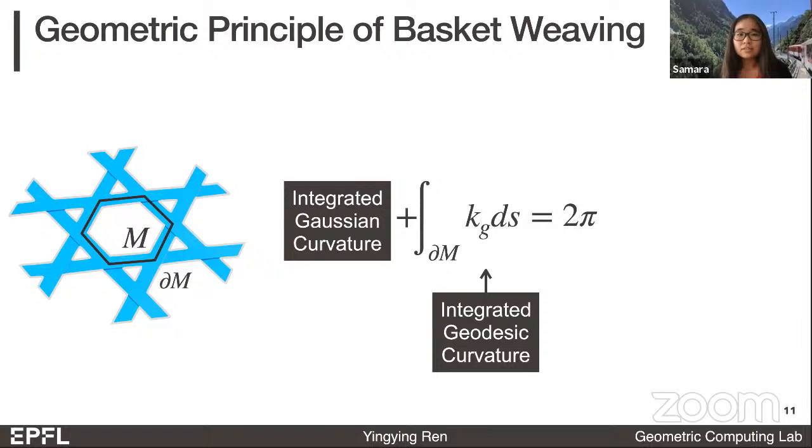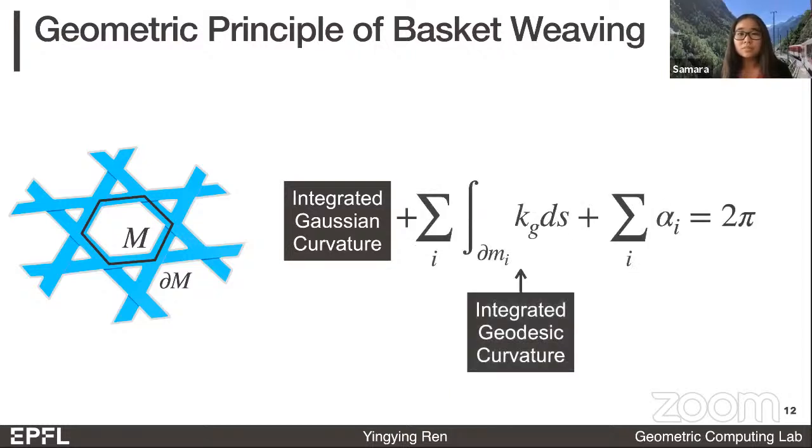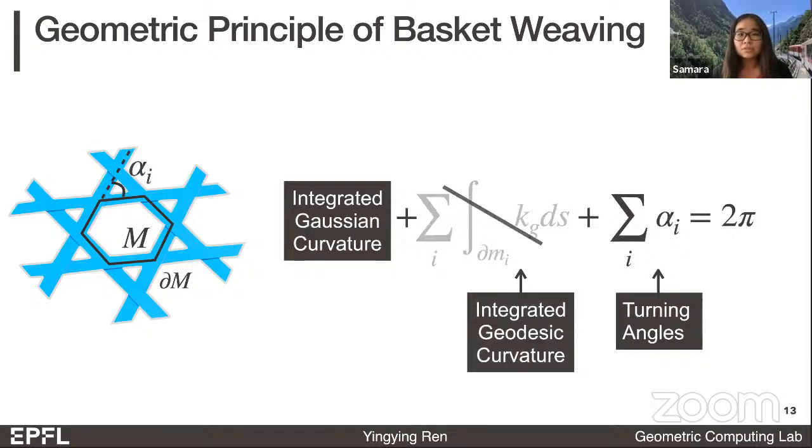In our case, the boundary is made of 6 piecewise smooth curves. So we can separate these terms into the integrated geodesic curvature along each curve and the sum of all turning angles between the curves. In particular, we're using straight ribbons in this regular patch, so the geodesic curvatures are 0. The turning angles sum exactly to 2 pi, so this cancels out with the right-hand side, which leaves that the integrated Gaussian curvature is 0, and that matches with what we started with, a planar weave.